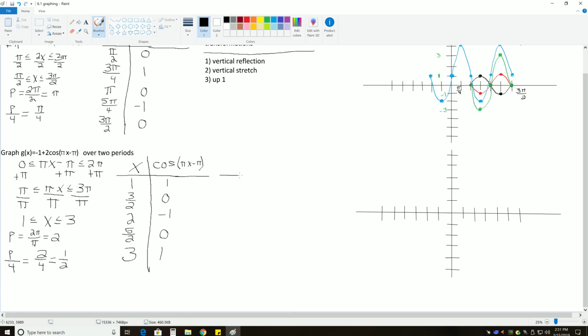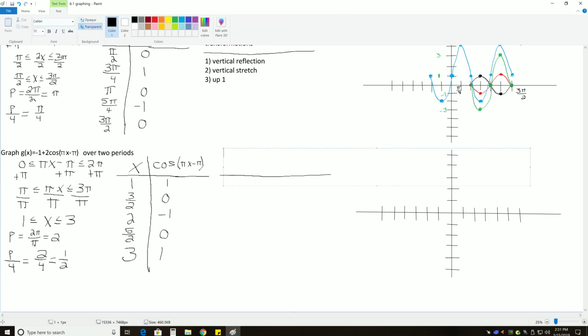And now we can create our list of transformations. Remember, this will be our new parent function essentially. It takes into account all of our horizontal transformations. Now we just need to list all of our vertical transformations. So for our first transformation, we do not have a vertical reflection because this is a positive 2 being multiplied to cosine, which means our first vertical transformation is going to be the 2 that's being multiplied, which represents a vertical stretch.